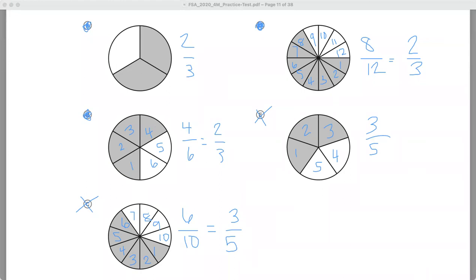Now, you don't have to write all of this out. I just did it so visual people can see. But if you can do it in your head, that's great also.